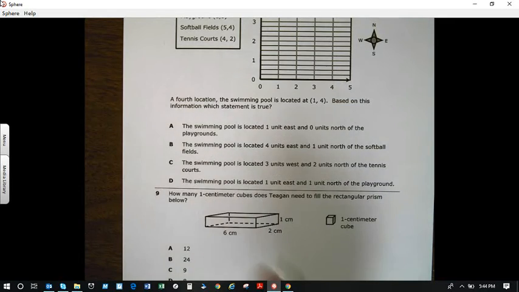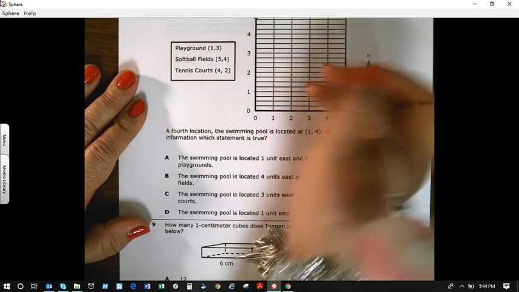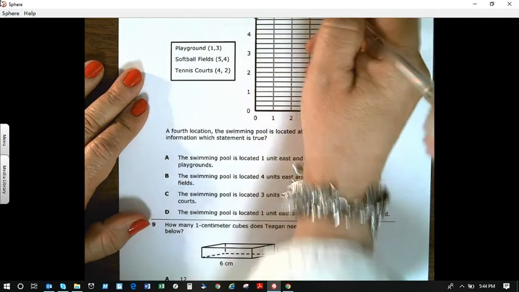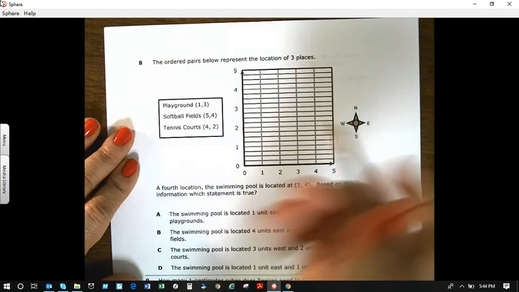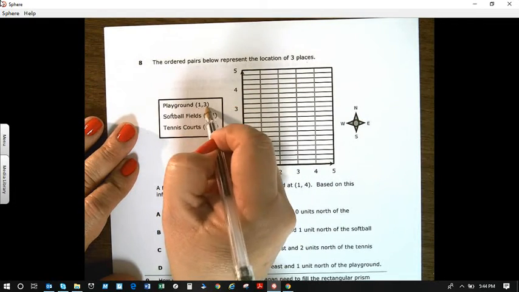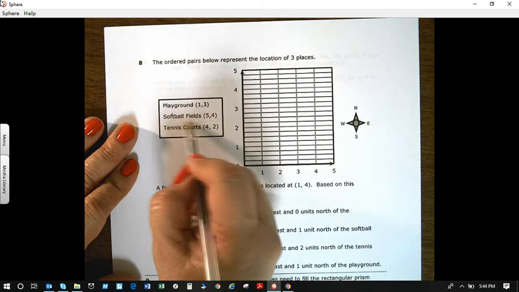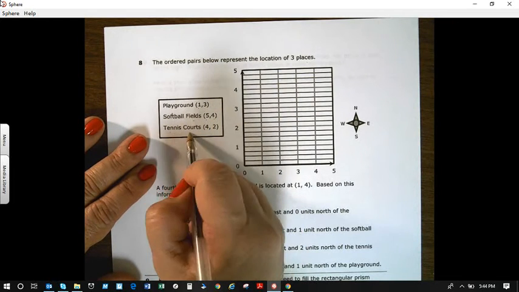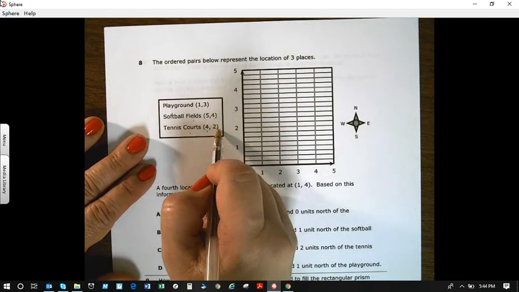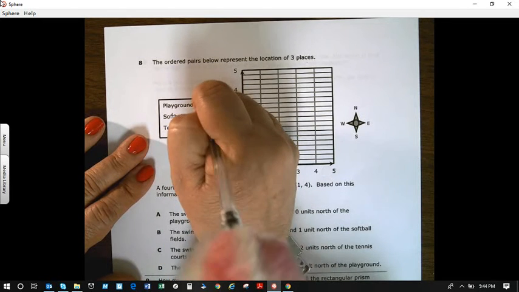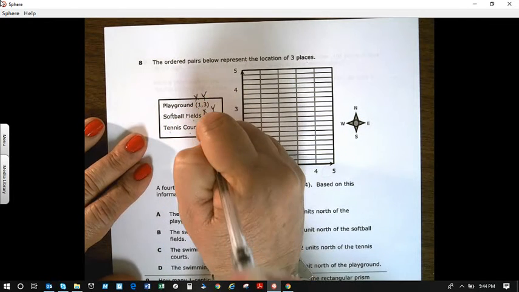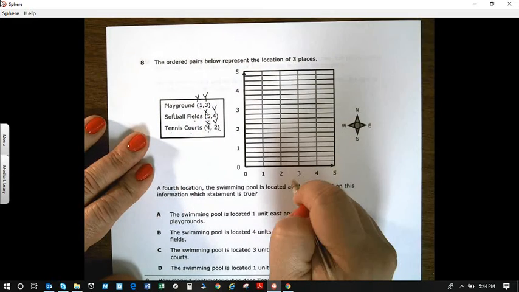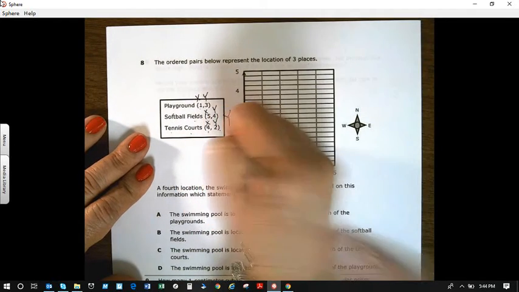Number 8, the ordered pairs below represent 3 places. And here we go, just like we did last night with the map. The playground is at 1, 3. The softball field, you're going to find it at coordinates 5, 4. And the tennis courts at coordinates 4, 2. Again, I'm going to mark this X and Y, X and Y, X and Y. I'm going to mark this X and I'm going to mark this Y.